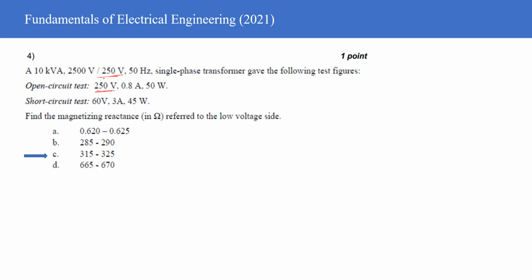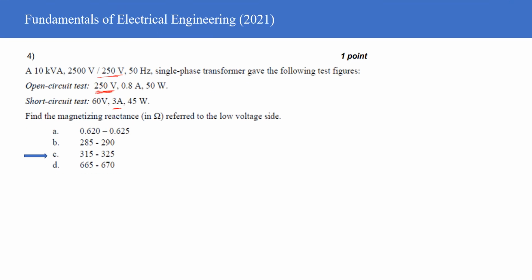So here you can see that the open circuit test has been conducted on the low voltage side. And similarly, the short circuit test is always conducted on the high voltage side. The reason is that the current demand from the source is going to be minimum. So that is why it's connected on the high voltage side, right? So let's proceed here.